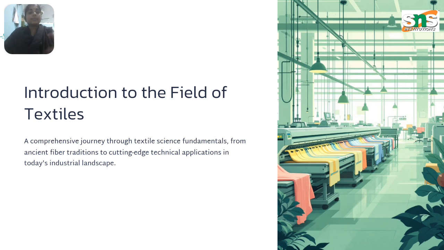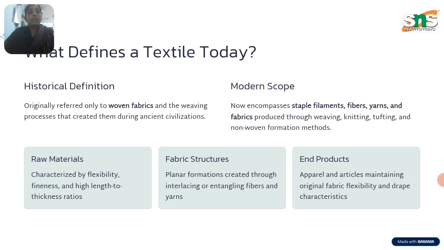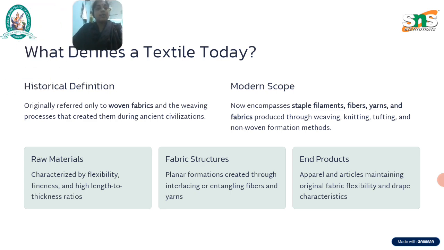Next one is what defines a textile today. What is the main concept of textile today? First of all, the historical definition originally referred only to woven fabrics and the weaving process created during the ancient civilizations. So the weaving structure was the basic concept of textiles in the old times.